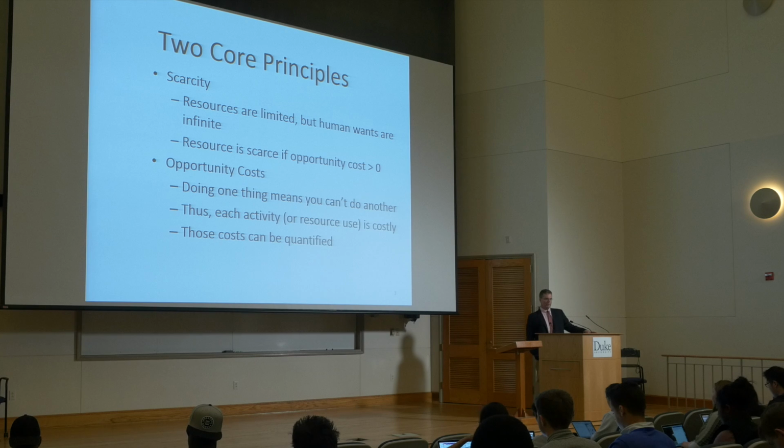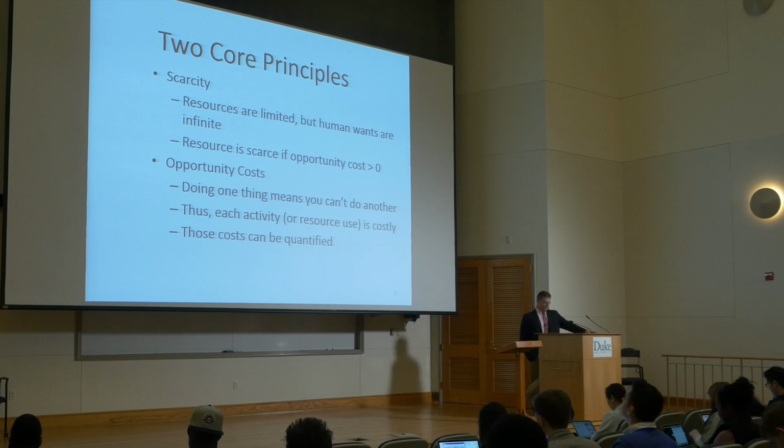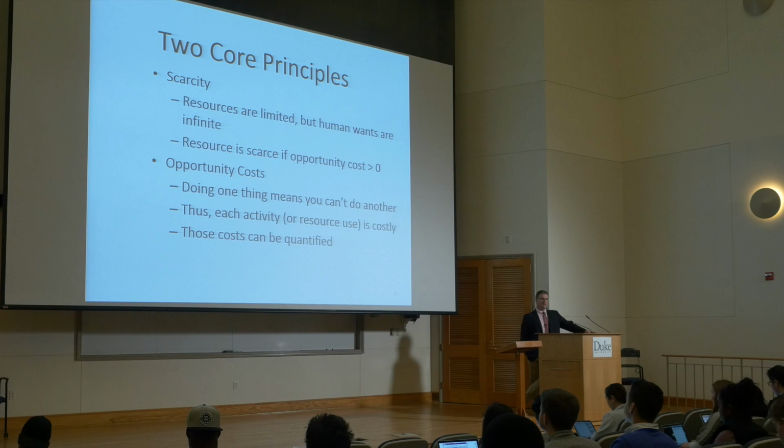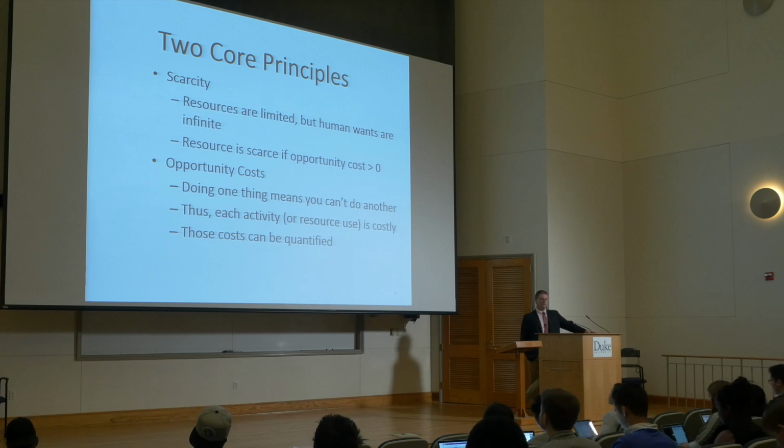There are two core principles on which markets operate, and we've talked about these quite a bit. The first is scarcity. Resources are limited, but human wants are infinite. The definition of scarcity, which I've not really given so succinctly before, is that a resource is scarce if its opportunity cost is greater than zero.